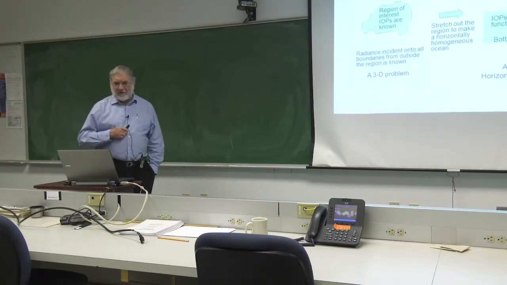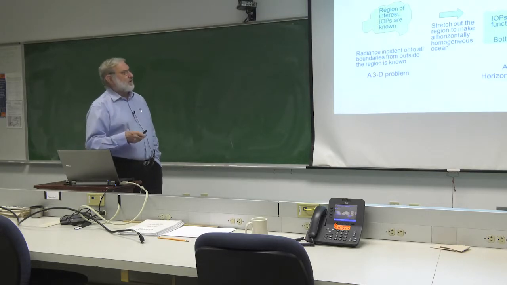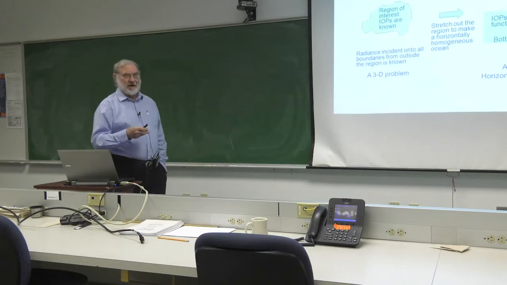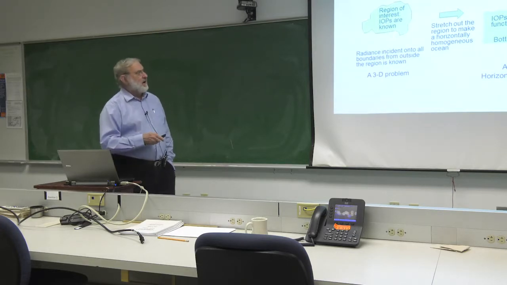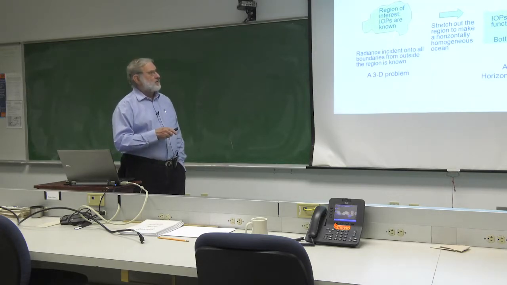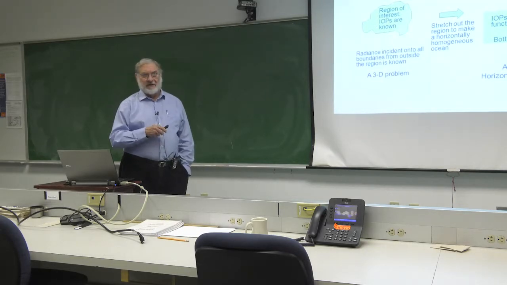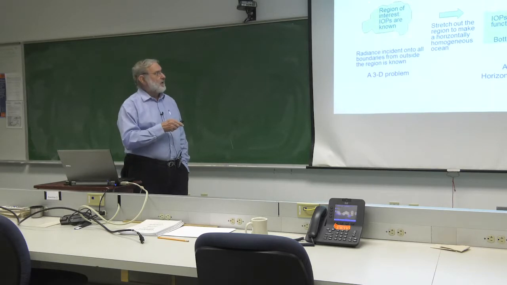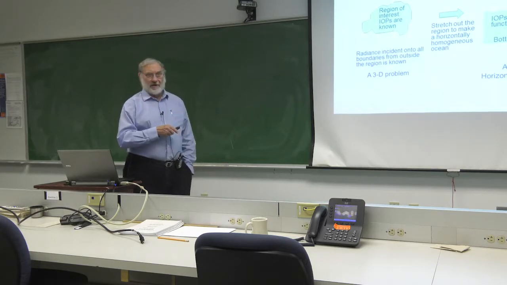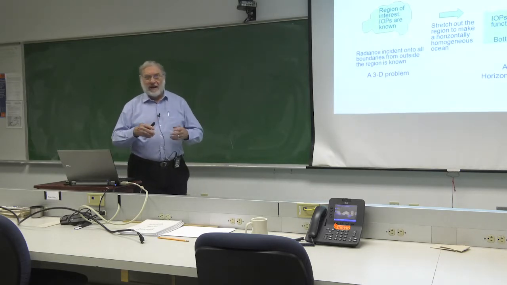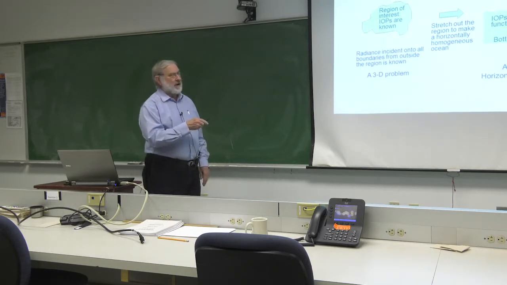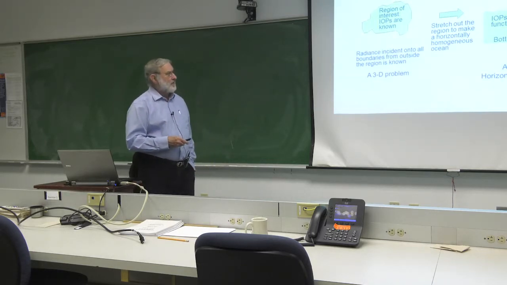Okay, so the physical problem we're solving here is, as I mentioned the other day, if you want to solve the radiative transfer equation, what you have to have is some region where you're interested in solving it, and you have to know the IOPs in that region. And then you have to know the radiance incident onto that region and whatever boundary conditions for reflectances or whatever there are at the boundary.